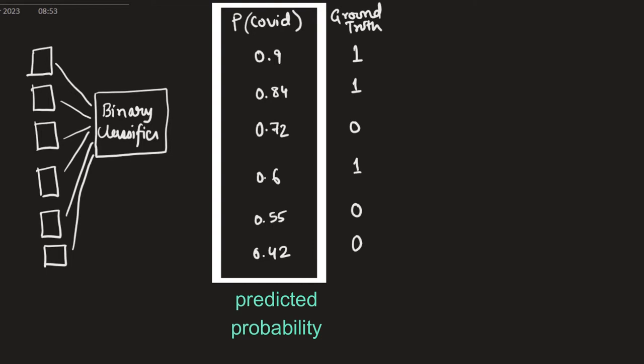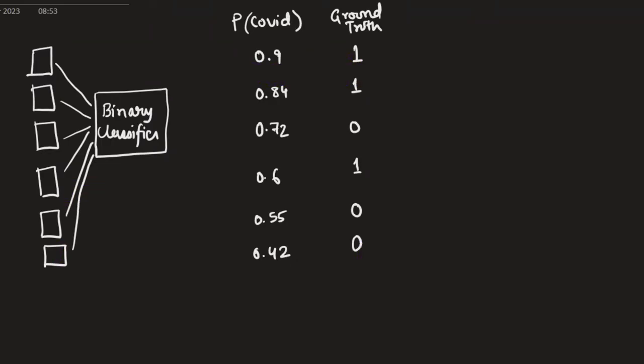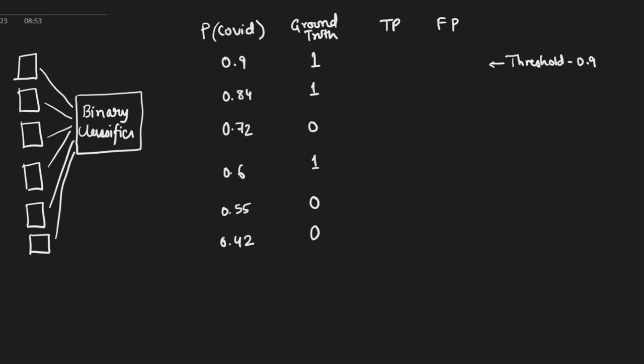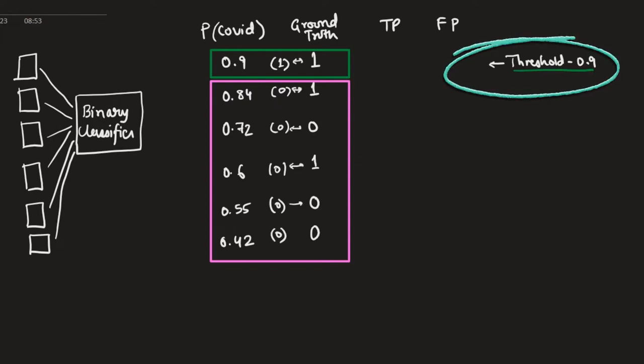To convert these probability values to labels, we need to have a rule. So while plotting ROC, we check the model at multiple thresholds. So for example, if the threshold is 0.9, any probability above or equal to 0.9 will be labeled as 1. In this case, the first image is labeled 1 and the rest are labeled 0. This is the model's prediction at threshold 0.9.